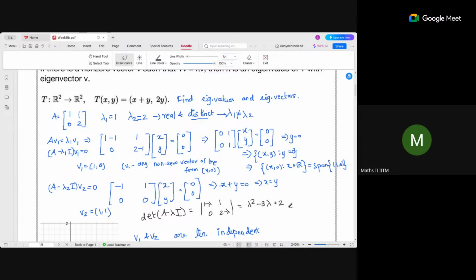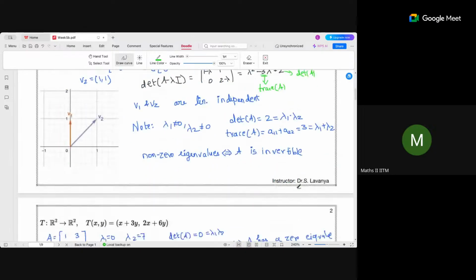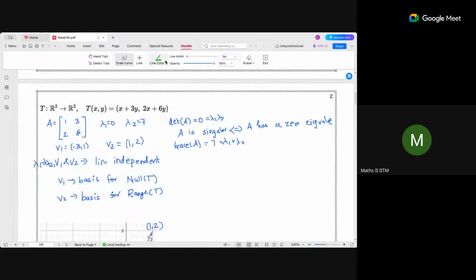All right. Now, one thing you have to note here is, what is this 3? This 3 is the trace of A, and this 2 is the determinant of A. Or otherwise, you can say this 3 is the sum of the eigenvalues and this 2 is the product of the eigenvalues. Okay. Can you do the same observation here also?